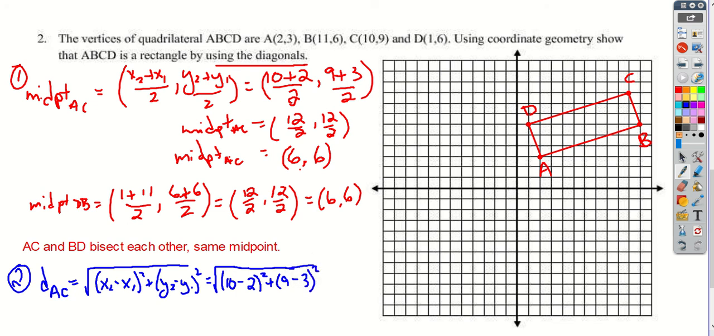Okay, and so this is equal to the square root of 8 squared plus 9 minus 3 is 6 squared. And so this essentially turns into the square root of 100, which turns into 10. Okay, so that's the distance of AC.